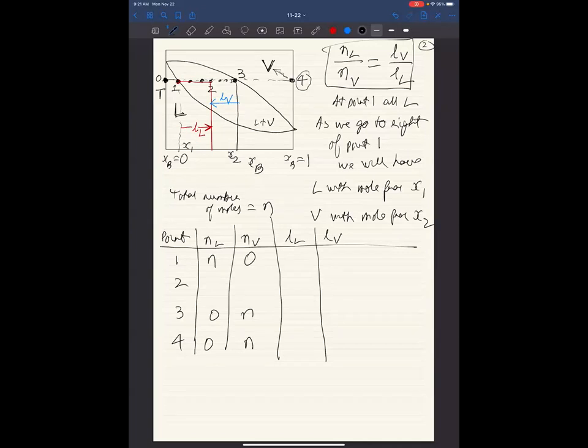It will be somewhere between all liquid and no liquid, right? So it will be some number between n and 0, right? Maybe it will be n by 2. Maybe it will be n by 3, depends on where you are, right? So this is what we need to figure out.